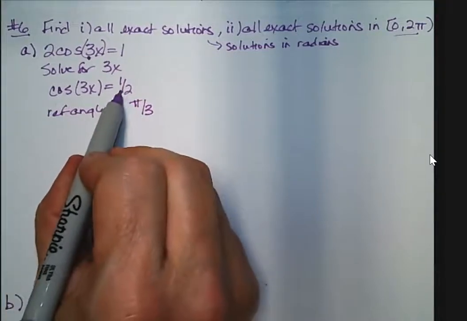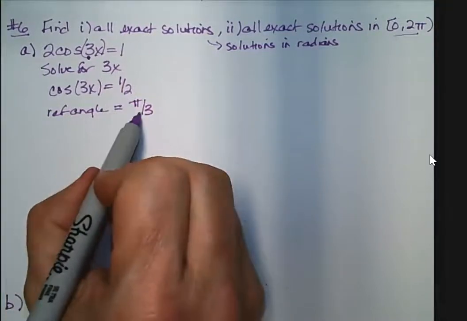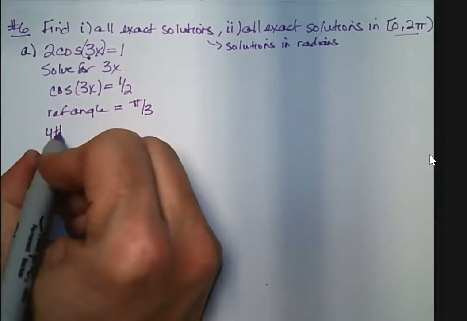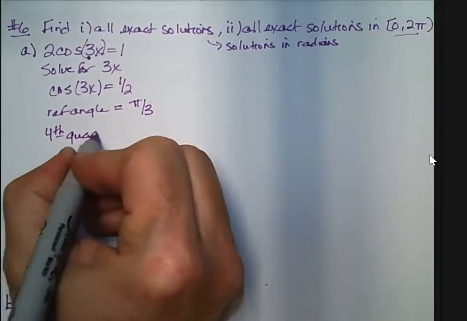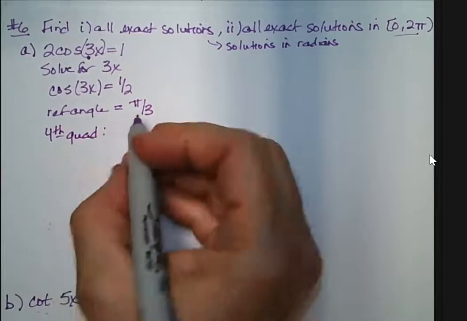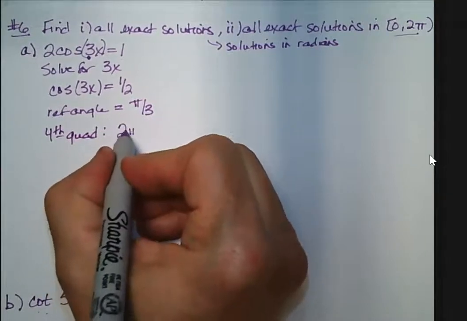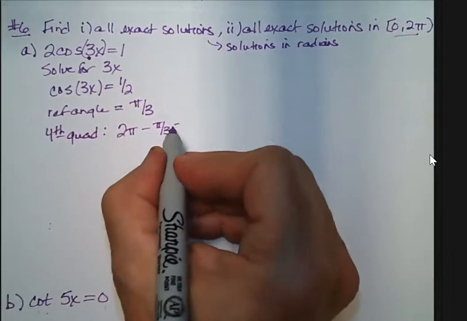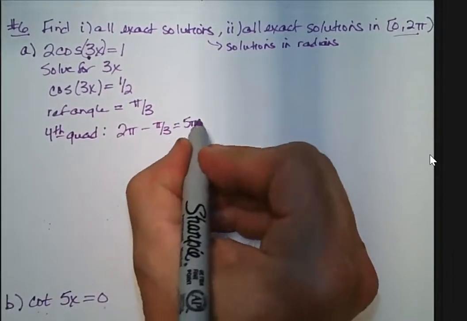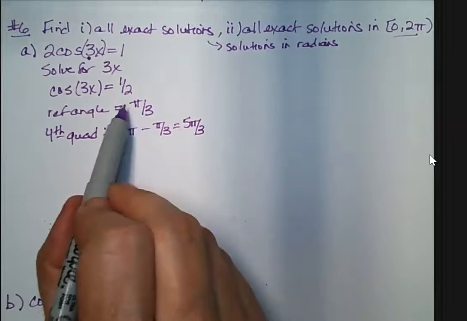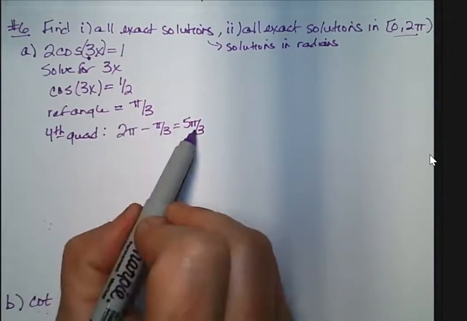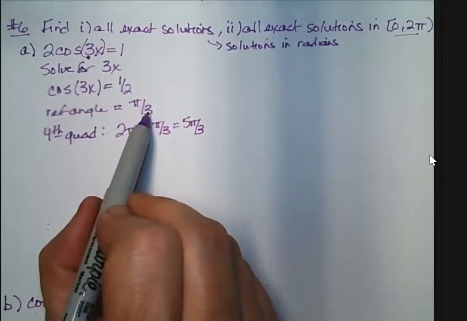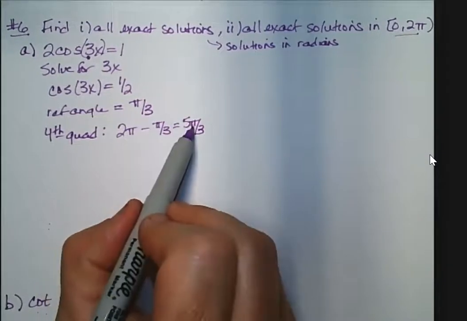This would be the other quadrant where cosine is positive, which would be the fourth quadrant. To get that from our reference angle, we're going to take 2 pi and subtract our reference angle of pi over 3. That gives us 5 pi over 3. Now we have two solutions for 3x that are in between 0 and 2 pi.